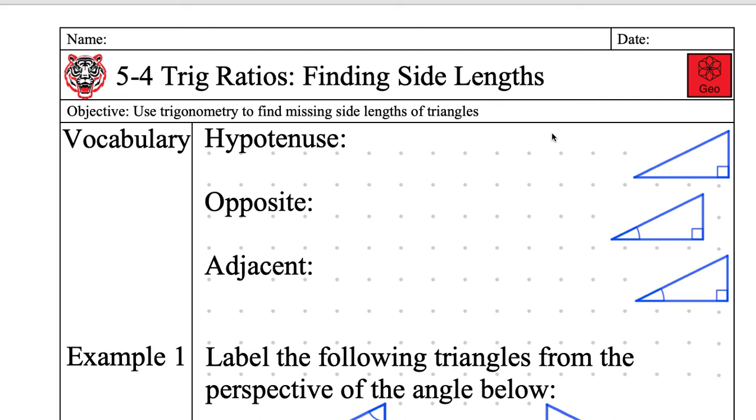All right, so we are in geometry. Today's date is Thursday, January 30th, 2020. 5-4, trig ratios, finding side lengths.